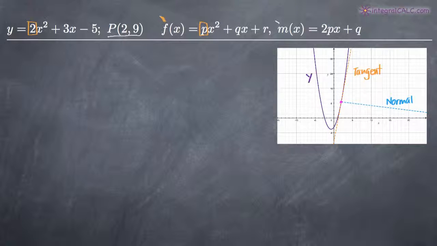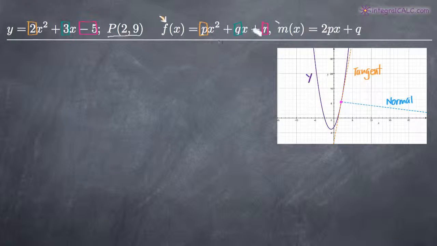And then if we pick another color, we have 3 as a coefficient on the first degree x term. That's the same as this q here, so q is going to be equal to 3. And then finally we've got negative 5 right here, which is the same as r. So we've got our equation in the exact same form as this f of x formula here.